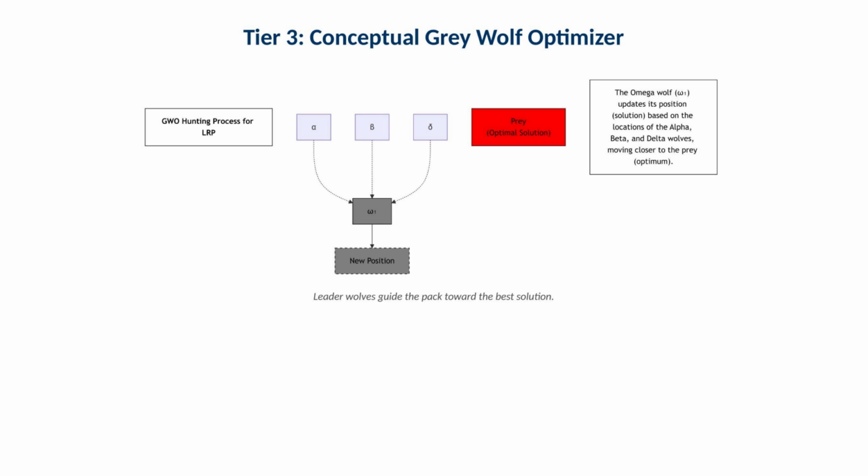This figure illustrates the idea of the gray wolf optimizer. Leaders guide the rest of the pack toward the best solution, which you can think of as the prey. In optimization terms, the prey is the lowest cost solution. The visual emphasizes leadership, guidance, and convergence over time.